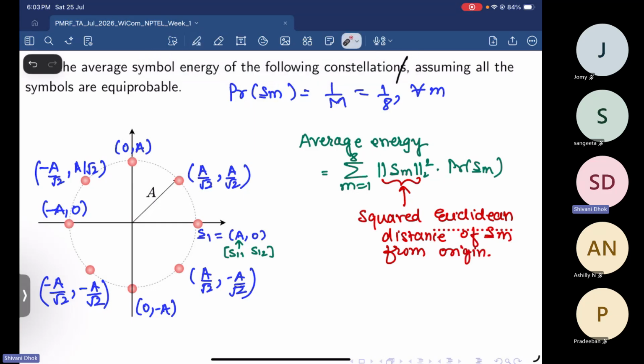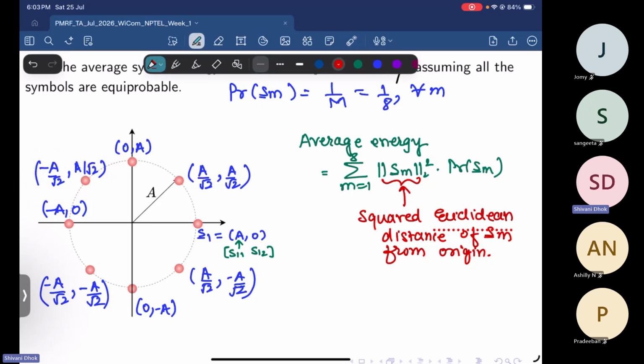Okay. What do you mean by Euclidean distance? The normal under root x square plus y square distance that you have. And you see that all of these points lie on a circle. So the Euclidean distance of all of these points is same with respect to the origin, and that is nothing but the radius of the circle, which is a. Okay, so if you take under root of the square of this quantity plus the square of this quantity, that will be a square by 2 plus a square by 2, which is a square. Similarly here the square distance is a square. Similarly here the square distance is a square, and so on.